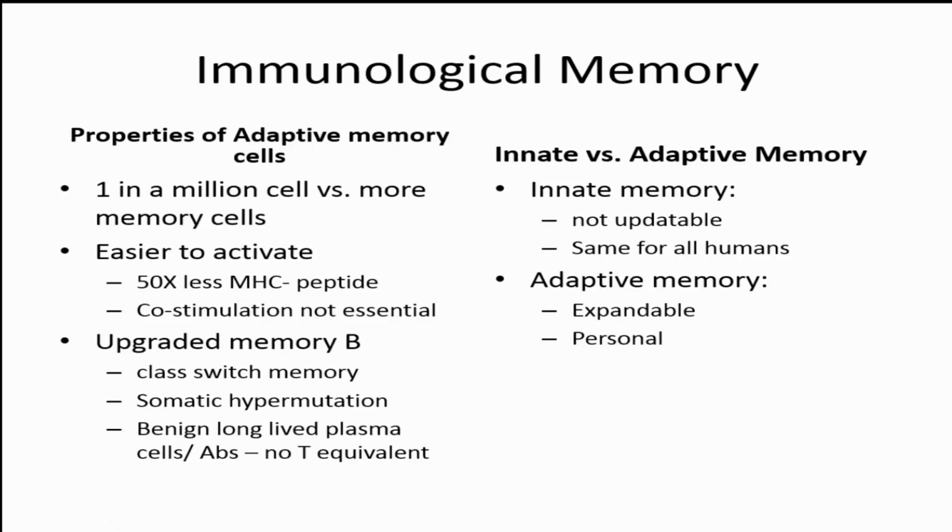And specifically for B cells, the memory B cells are already class switched. So they are going to produce the antibody that's specifically needed for that infection. If it's a parasite, it would be IgE directly, or if it's mucosal, it would be IgA, and so on and so forth. And as we talked about with somatic hypermutation, those memory B cells are already upgraded to have better affinity antibodies.